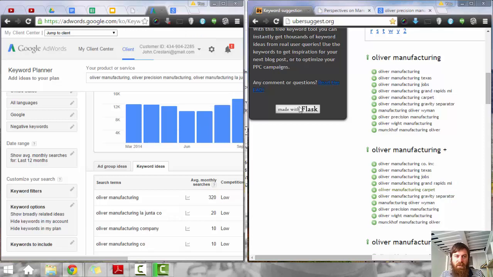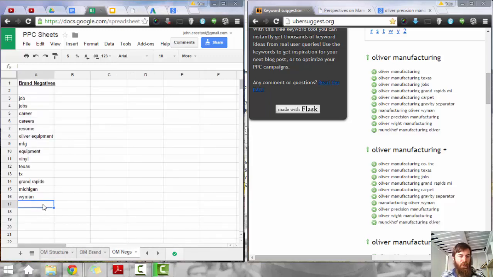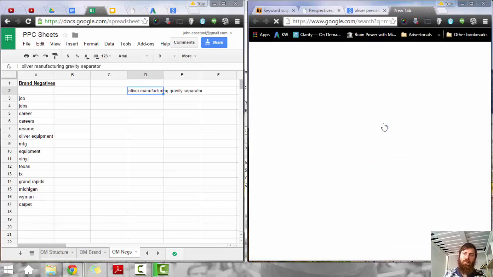Let's keep going down. We see carpet. Let's keep building out our negatives. I think we're on a good roll here. Carpet. So we want gravity separator. I'm just gonna put the ones we want here. Gravity separator. We don't want Y-Man. We want precision manufacturing. I don't know what Mooncalf is. So we're gonna do another search. What is Mooncalf?